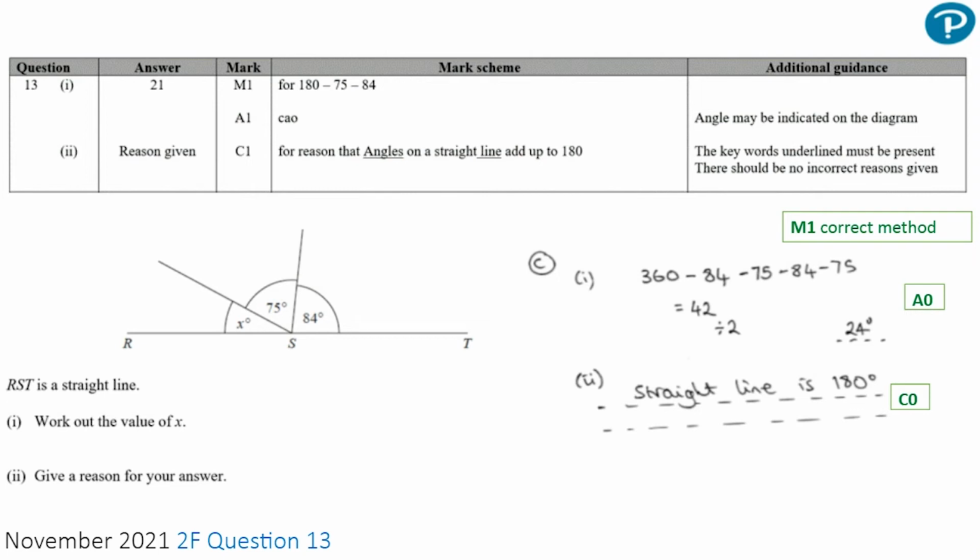Why is 180 not underlined? I don't know. It will change from mark scheme to mark scheme as well. And it may have been underlined on the final version. So this was done before the final version was finalised. Because that's what happens with final versions.